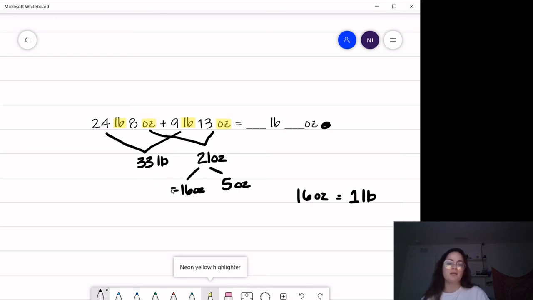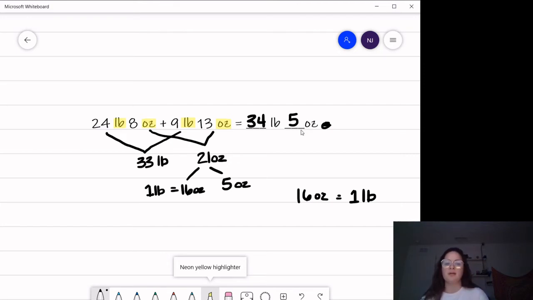So my 16 ounces is turning into 1 pound, which I'm going to add on to the 33 pounds I already have. So that gives me 34 final pounds. And remember, we took the 16 ounces out of the 21 ounces and we turned it into a pound. So that's a part of our pounds now. All we have left over is this 5 ounces. So our final answer is 34 pounds, 5 ounces.